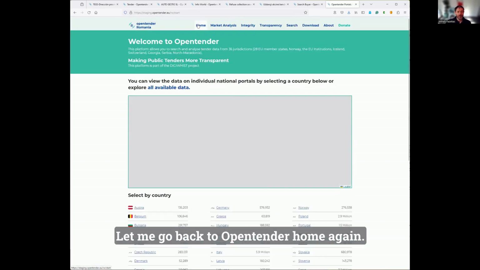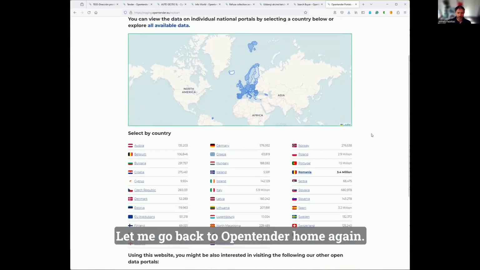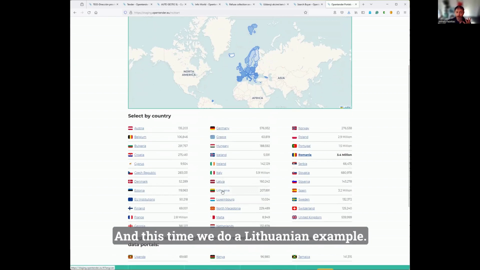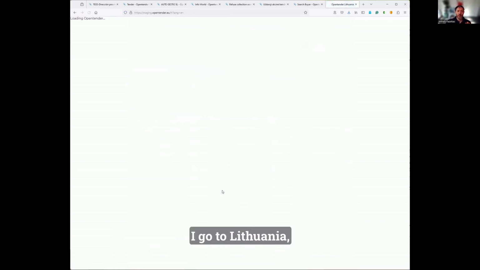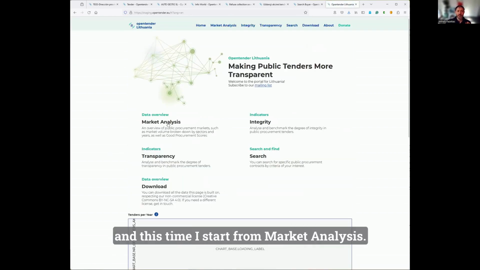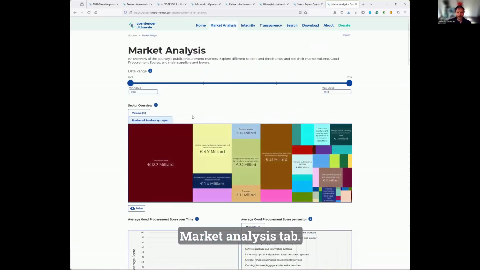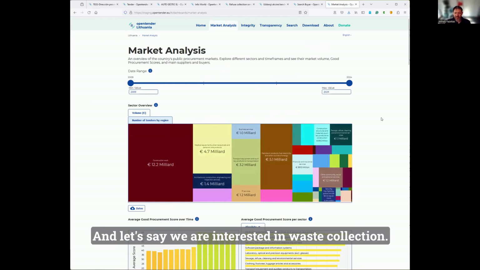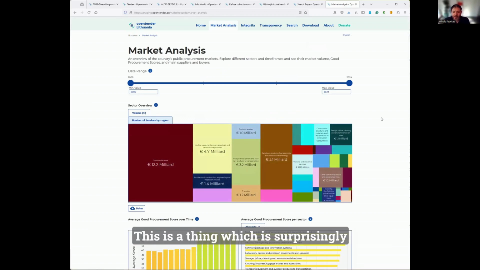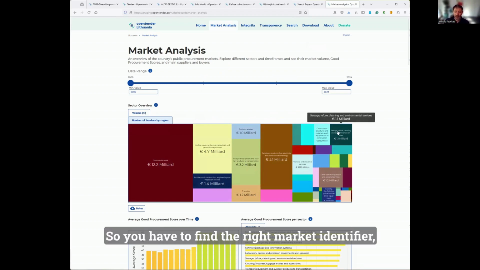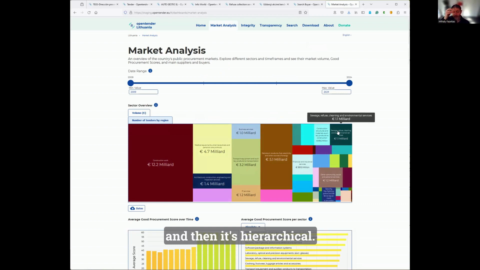Let me go back to Opentender home again. And this time we do a Lithuanian example. I go to Lithuania, and this time I start from market analysis. Okay, we have to find the market first, and then we can see the patterns there. Market analysis tab. And let's say we are interested in waste collection. This is a thing which is surprisingly corrupt in many countries. So you have to find the right market identifier, and then it's hierarchical.